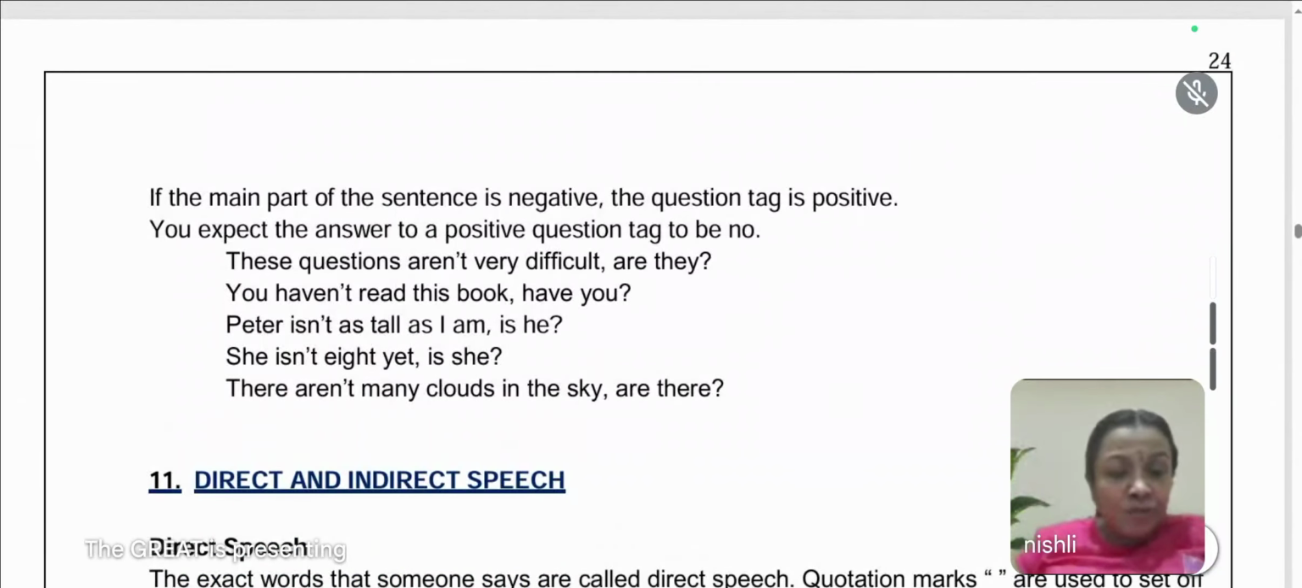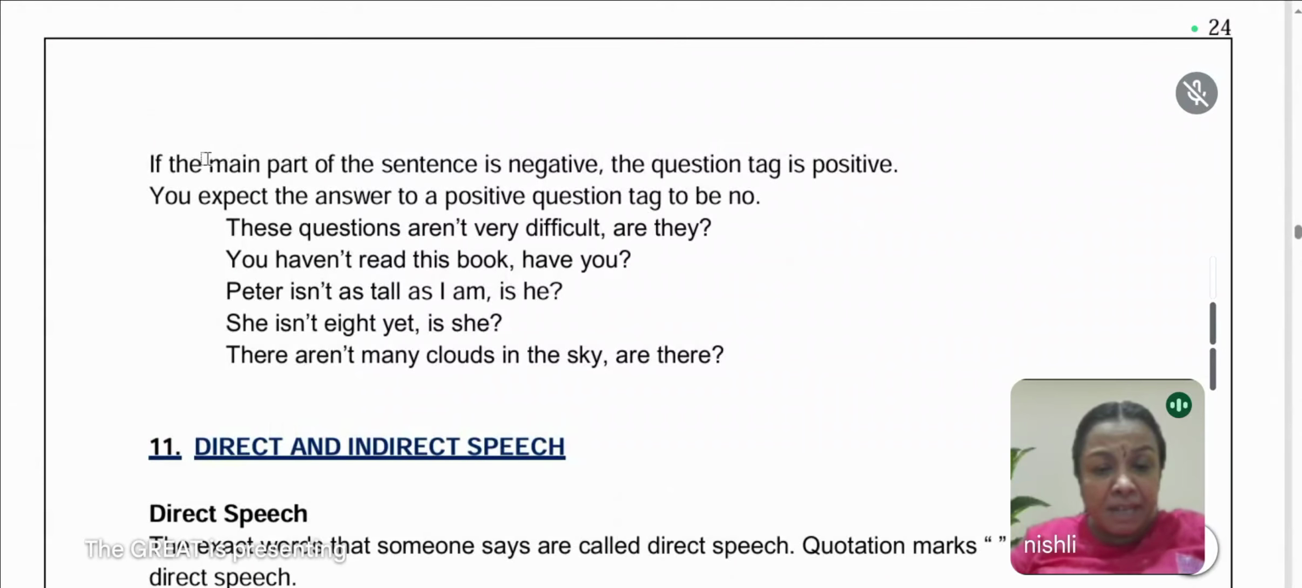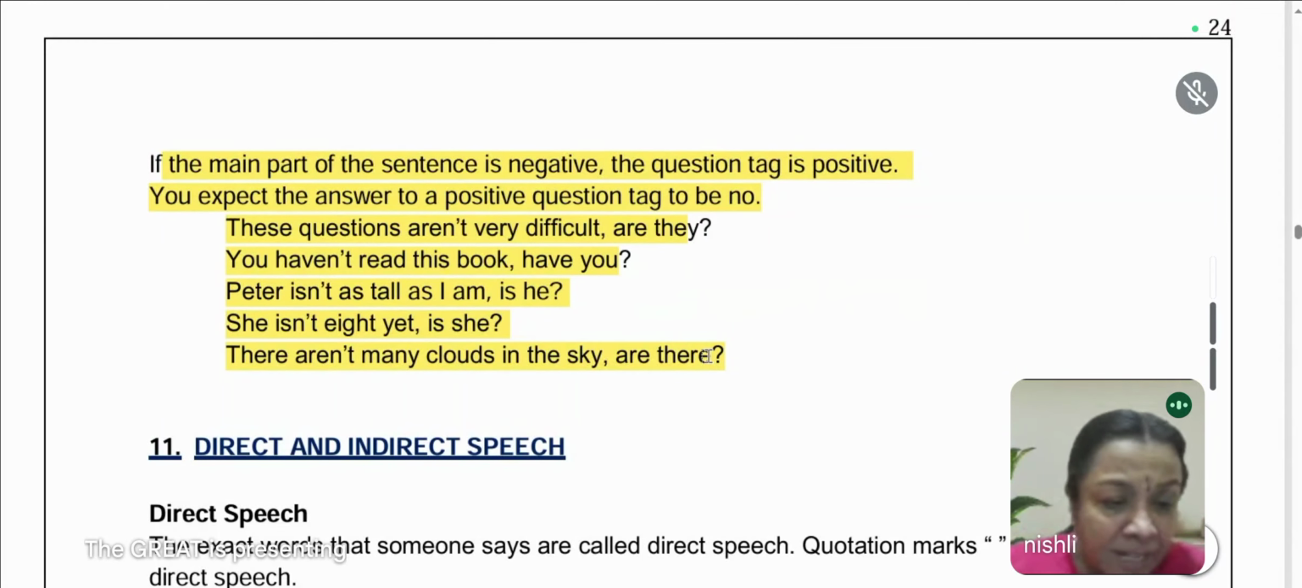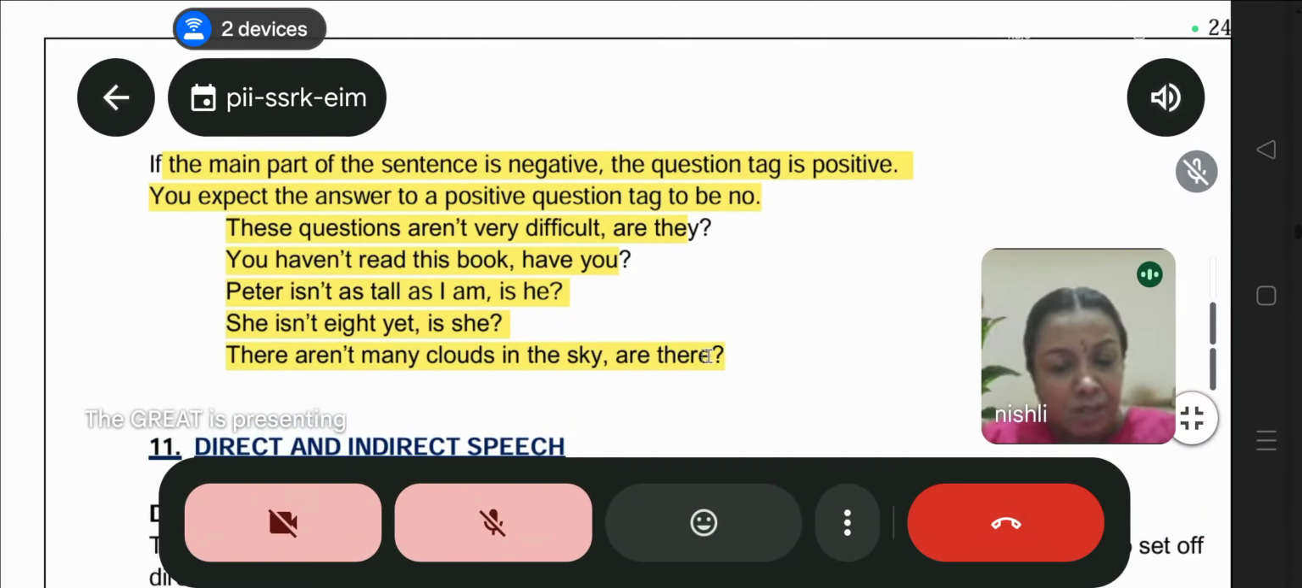Next is, if the main part of the sentence is negative, the question tag is positive. You expect the answer to a positive question tag to be no. These questions aren't very difficult, are they? You haven't read the book, have you? Peter isn't as tall as I am, is he? She isn't 8 yet, is she? There aren't many clouds in the sky, are there? So if the main part is negative, the question tag is positive.